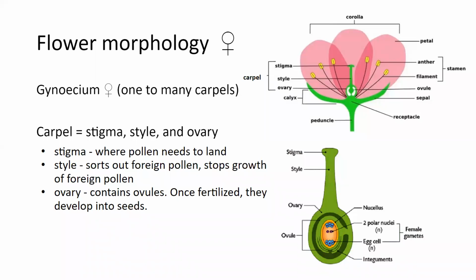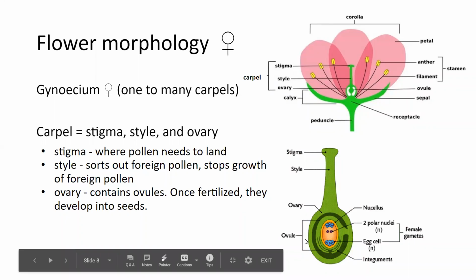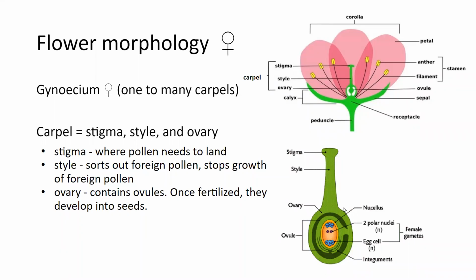And then the style is the part that's just below the stigma. So this long tube here often functions to sort out pollen that's from other plants. Sometimes it will not recognize or allow pollen of the same flower to grow there. And then at the very bottom is where we have the ovary, right? So the ovary contains ovules, right? So these are the egg cells. And once they're fertilized, those are what develop into seeds.